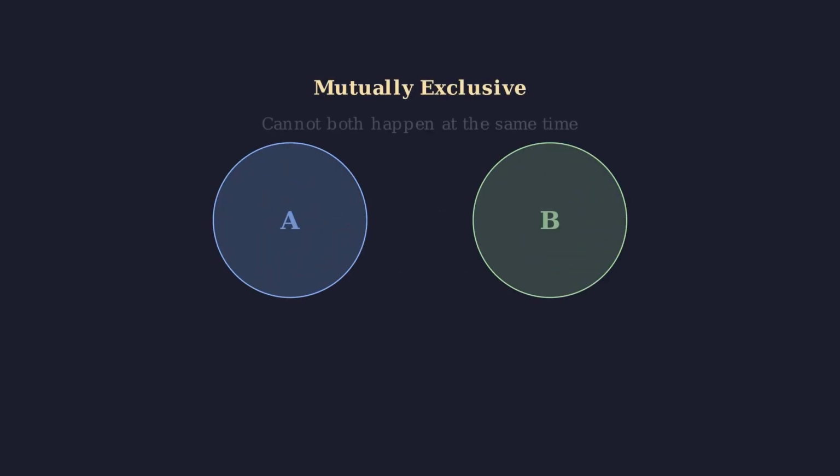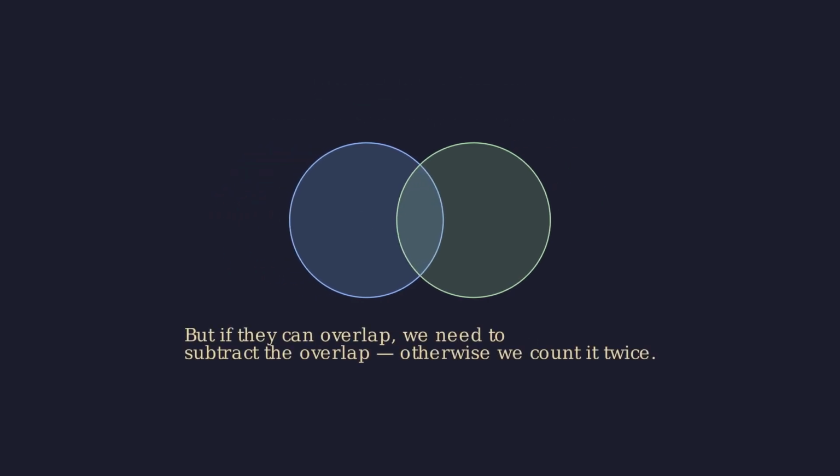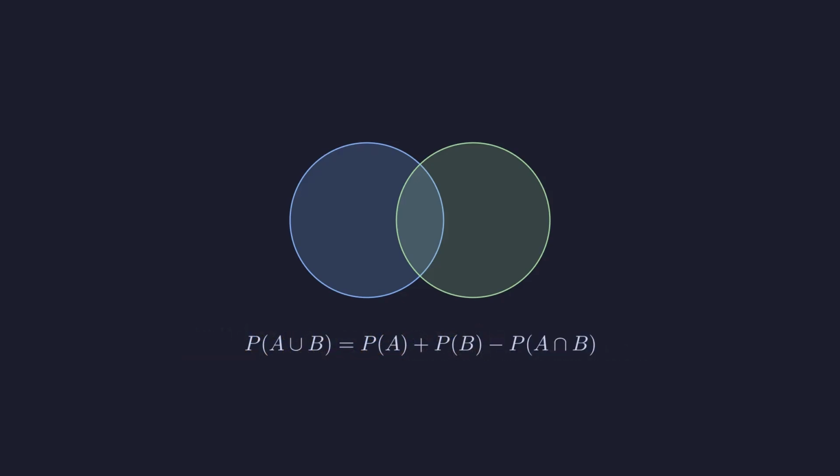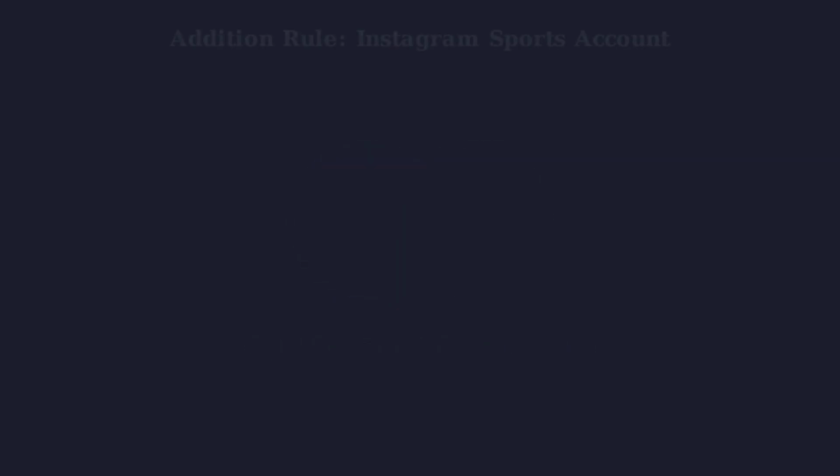What is the probability that event A or event B happens? If A and B cannot both happen at the same time, we call them mutually exclusive, and the answer is simple. P of A or B equals P of A plus P of B. But if A and B can overlap, we need to subtract the overlap. Otherwise, we count it twice. P of A or B equals P of A plus P of B minus P of A and B.